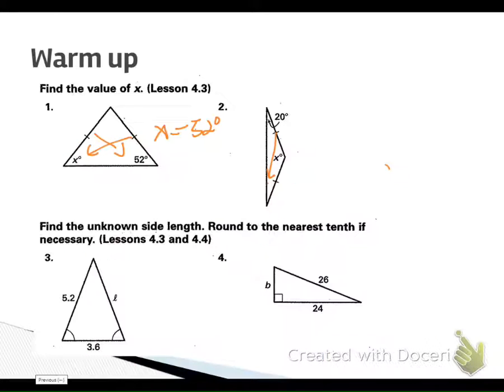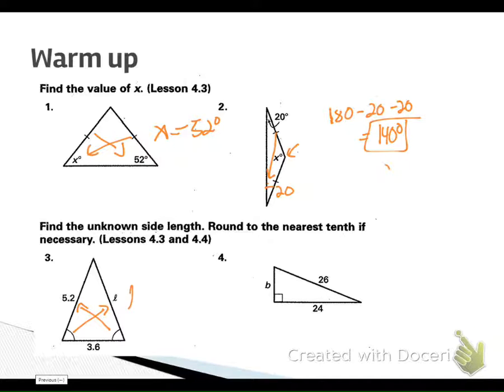Okay. So we know that the angles opposite of congruent sides are congruent, which means that this angle down here is 20. But we're not looking for that angle. We're looking for this one up here. So how do I find that? What's the sum of the interior of a triangle? 180. So take 180. We subtract the two angles we have. Minus 20 minus 20, which gives me 140.